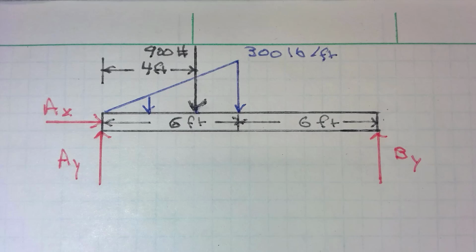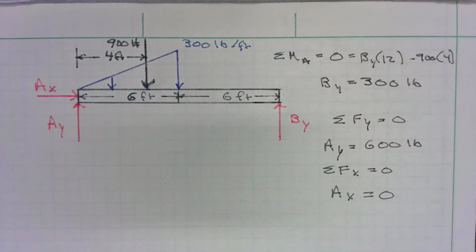So now that we have that, we can use the summation of moments at A to calculate our By. And we also know that Ax is equal to 0 because we've got no forces there. We then use the summation of the forces in Y to calculate Ay, and we get 600 pounds.